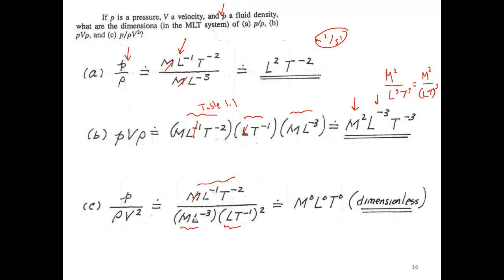They cancel out. And then L to the negative 1 with L. Remember, there's an L squared here and L to the negative 1 here. So that will be L to the negative 2 and then L squared, so they also cancel each other. And then you're left with T to the negative 2, T to the negative 1 times 2. So they also cancel each other, and you're left with nothing here. So that's a dimensionless term as well.